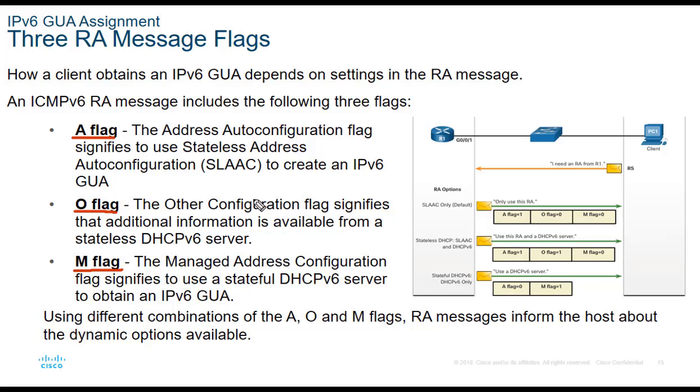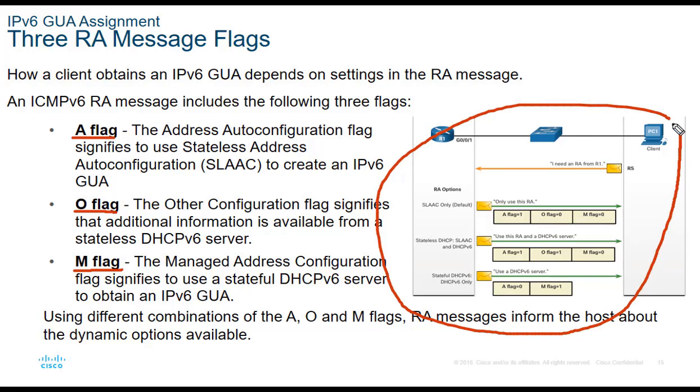So pause this video for a while and reflect. We just talked about SLAAC, stateless DHCP version 6, and stateful DHCP version 6. Which of these flags is pointing to this particular option? This diagram will help you. If you look at the A flag, it's quite clear. It signifies to use SLAAC to create an IP. So this means it's SLAAC only, which is the default.